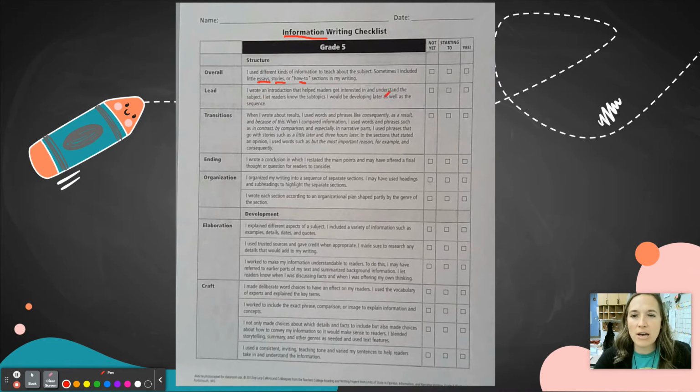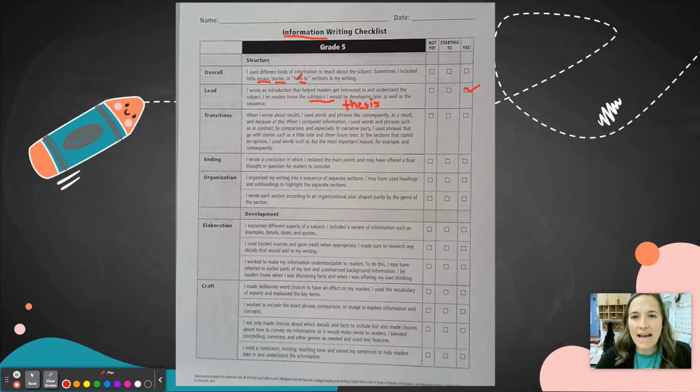I wrote an introduction that helped readers get interested and understand the subject. I let the readers know the subtopics I would be developing later. This means that it has the thesis, right? You have to be able to see the thesis, and the thesis, remember, happens at the end of that first paragraph. So you're going to want to look at that there. If you can easily see their thesis and that they had a hook, you're going to give them a yes, right?